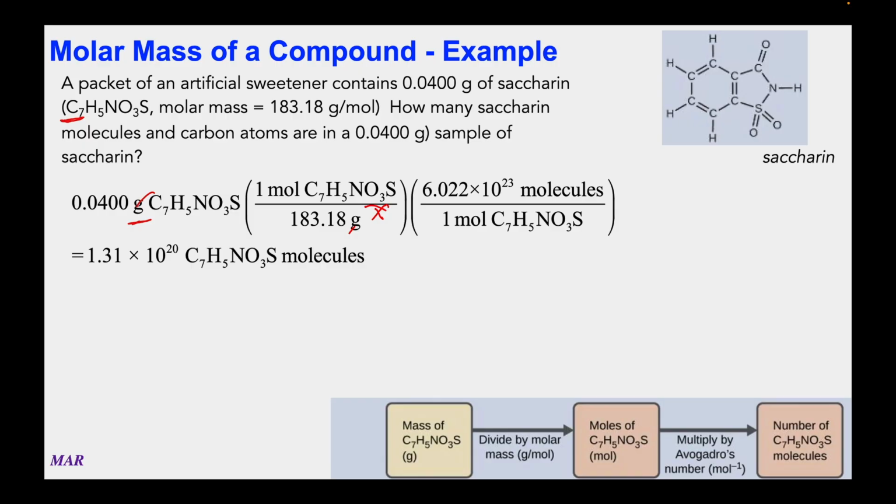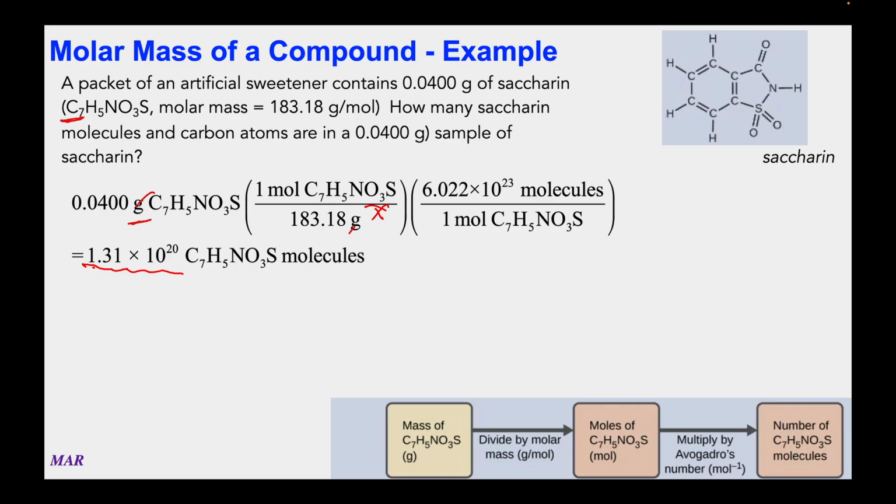And then a mole of anything, 6.022 times 10 to the 23rd, and to 3 sig figs, which is what we're doing here, 1.31 times 10 to the 20th molecules of saccharin are present in our 0.0400 gram sample of saccharin. But how many carbon atoms are there?